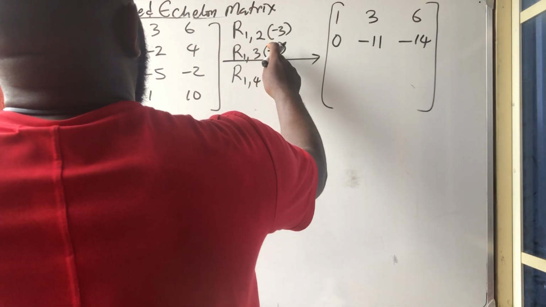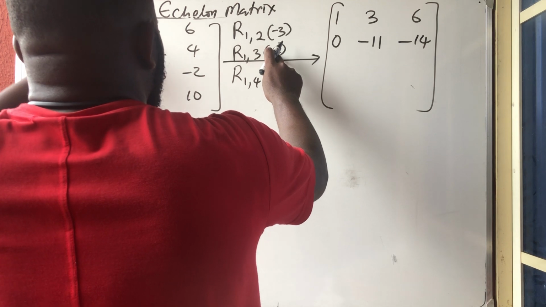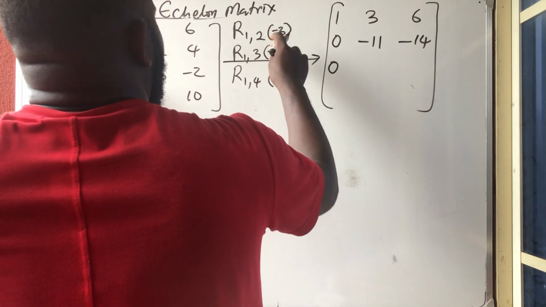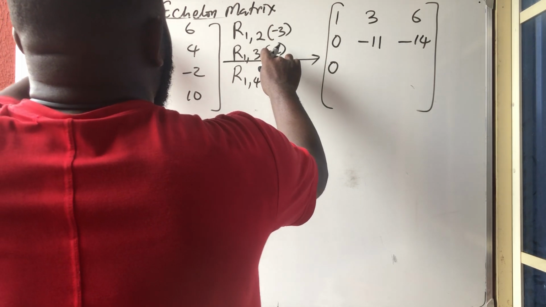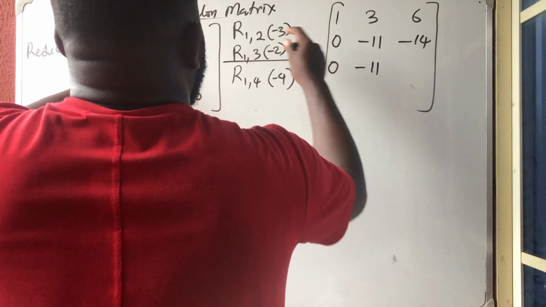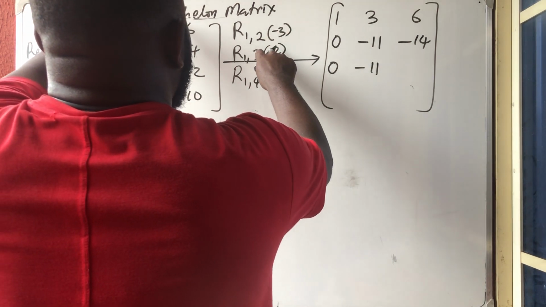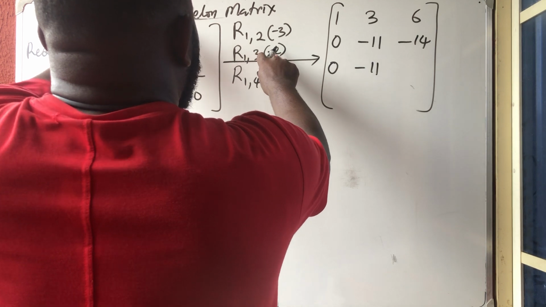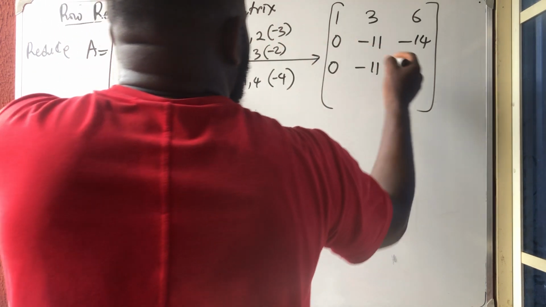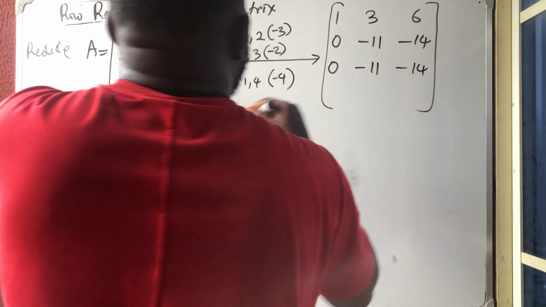So you go to the next one. Minus 2 times 1 is minus 2. Minus 2 plus 2 is 0. Minus 2 times 3 is minus 6. Minus 6 minus 5 is minus 11. Minus 2 times 6 is minus 12. Minus 12 minus 2 is what? Minus 14. Okay, we are done with that.